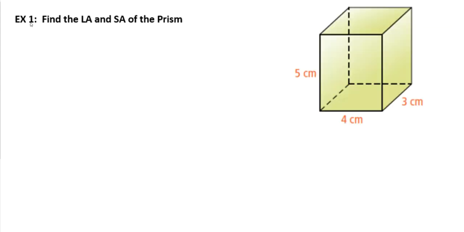So moving on, we're going to find the lateral and surface area of the prism. And just like I said in a previous video, you want to get all your ingredients out there. So you're going to find your perimeter, because your lateral area is equal to perimeter times height. And your total area, surface area, is equal to perimeter times height plus 2B.